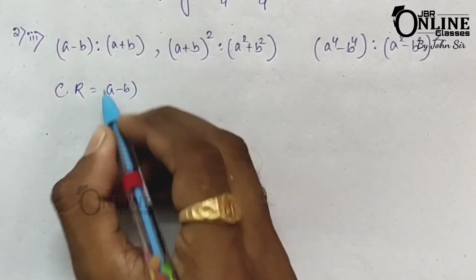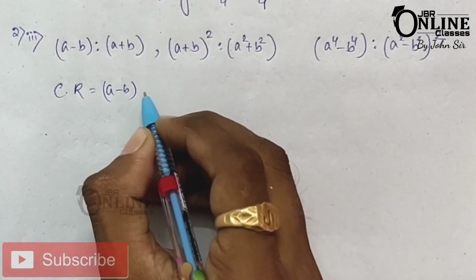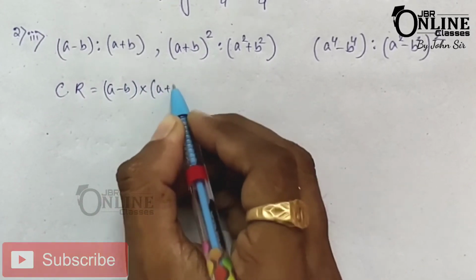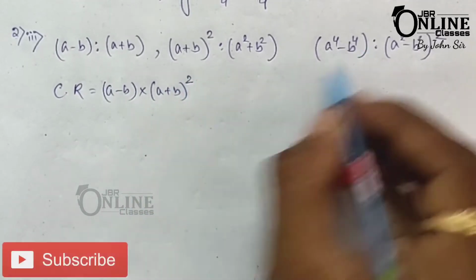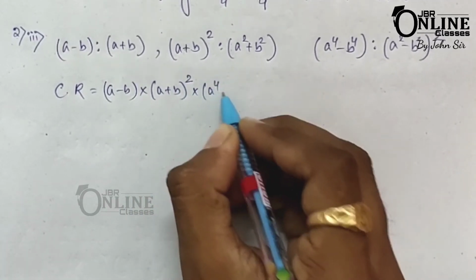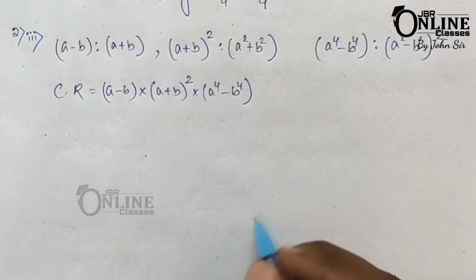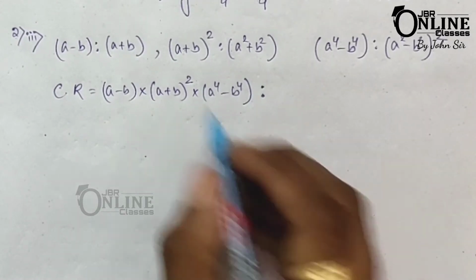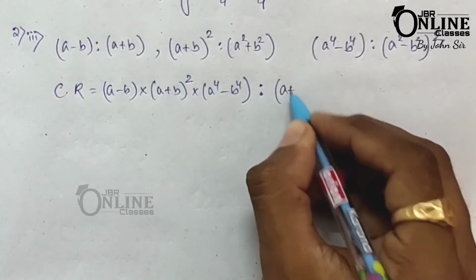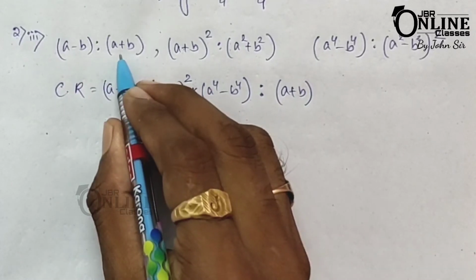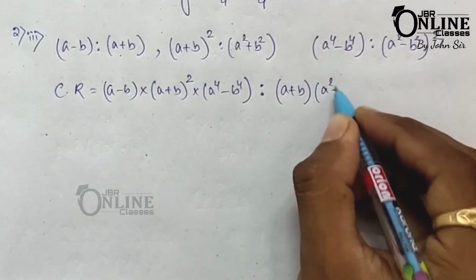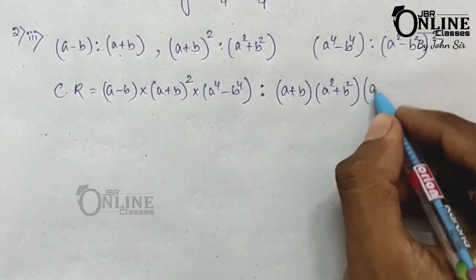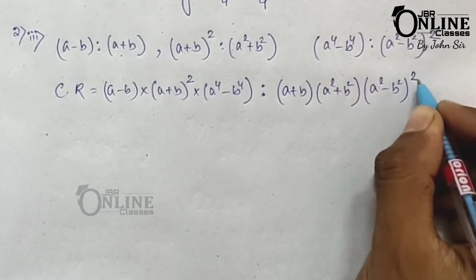So a minus b from the first one, then a plus b whole square from the second one, and from the third one a to the power 4 minus b to the power 4. So here put the ratio sign, and now multiply the consequents. So a plus b into a square plus b square into the last one a square minus b square whole square.